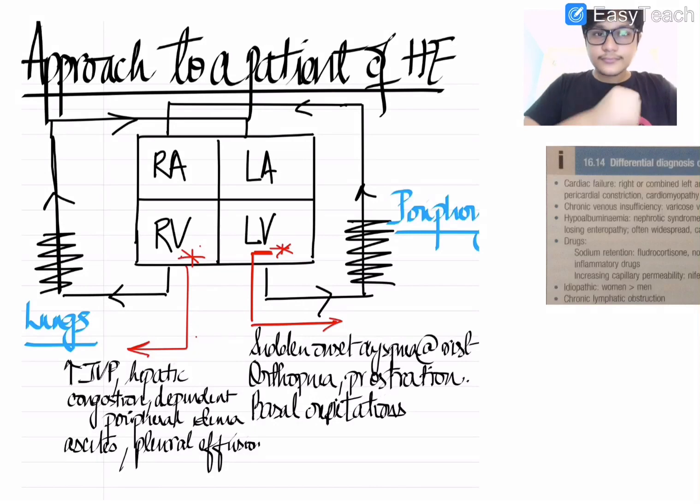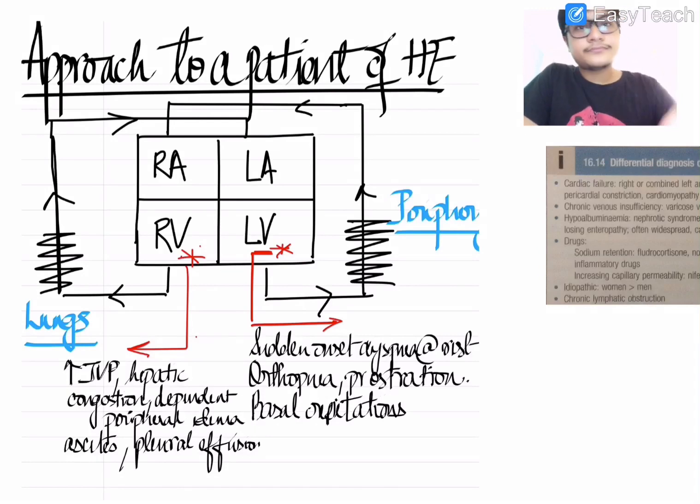therapy. Now over here we have a very oversimplified diagram of the pulmonary and systemic circulation. Now if we were to analyze this, suppose there has been an infarct in the left ventricle, subsequently leading to left ventricular failure.